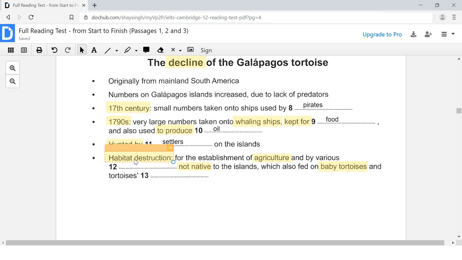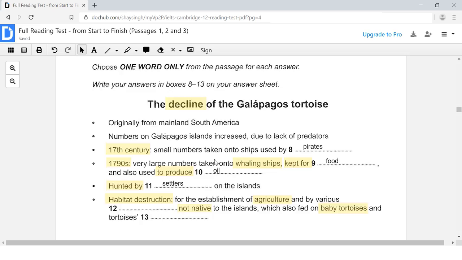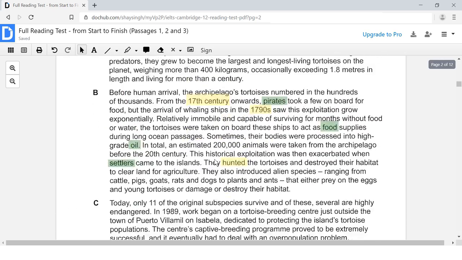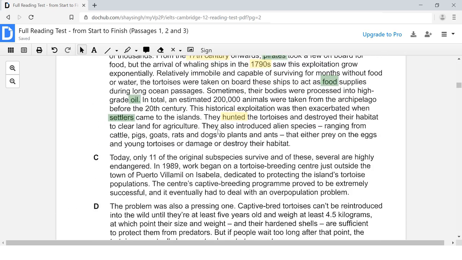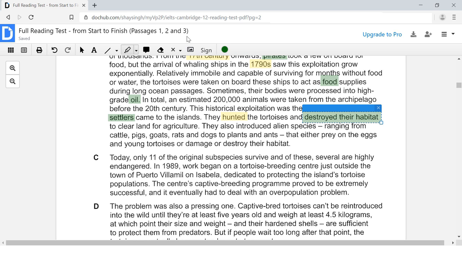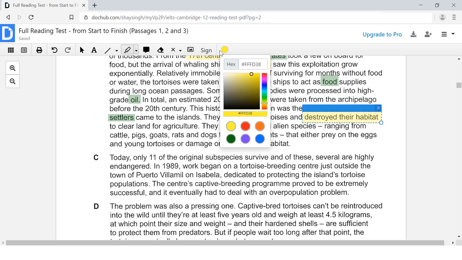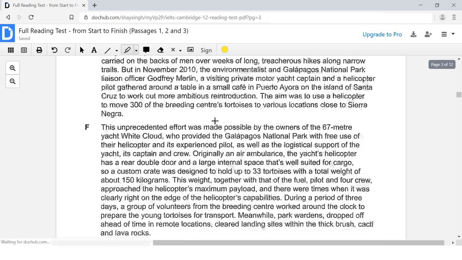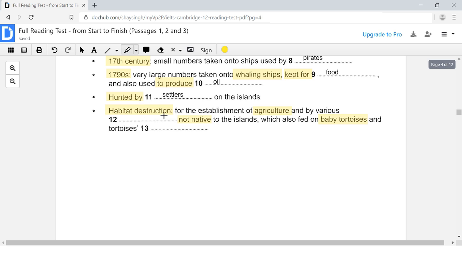So let's look for this keyword, habitat destruction. Okay, here we go. Destroyed their habitat. That is synonym language for habitat destruction. Okay, so we've found our area. So let's go ahead and read the question as well. Habitat destruction for the establishment of agriculture and by various what? Various something that are not native to the islands. What are not native to the islands?